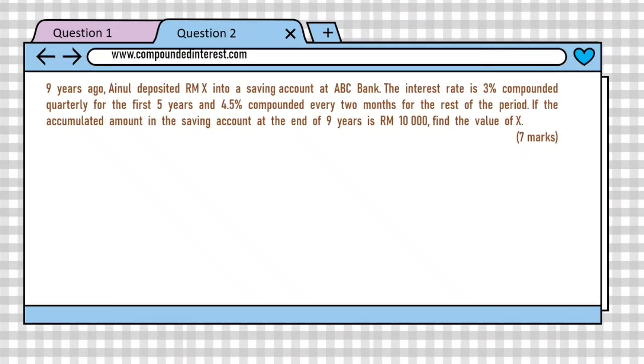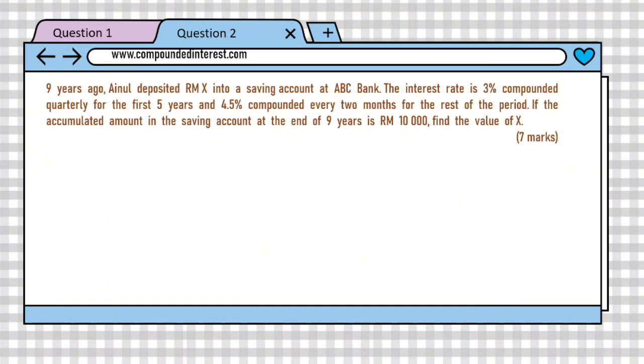Next up, we have question number 2 that says, 9 years ago, I deposited RMX into a saving account at ABC Bank. The interest rate is 3% compounded quarterly for the first 5 years and 4.5% compounded every 2 months for the rest of the period. If the accumulated amount in the saving account at the end of 9 years is RM10,000, find the value of X.